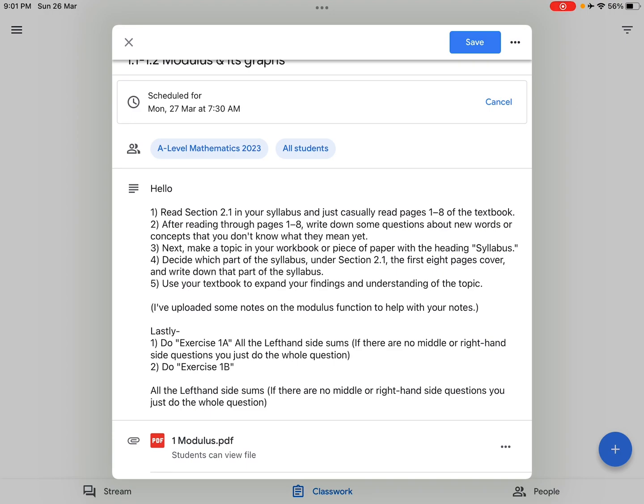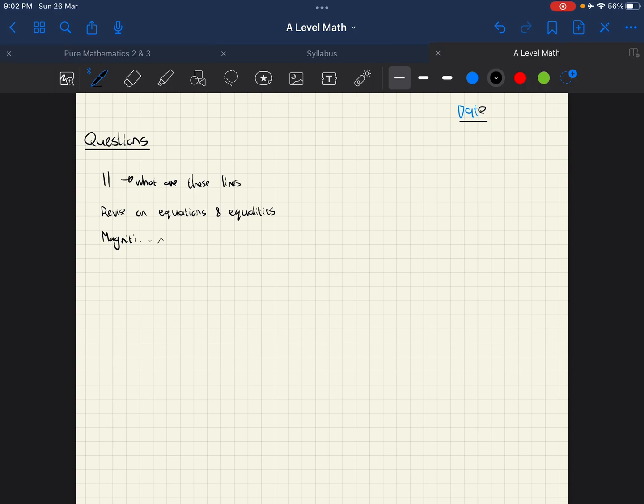So next, make a topic in your workbook. So I'm here at point 3, on a piece of paper with the heading syllabus. Okay, so now we've done all of that, and now we're going to make the syllabus.